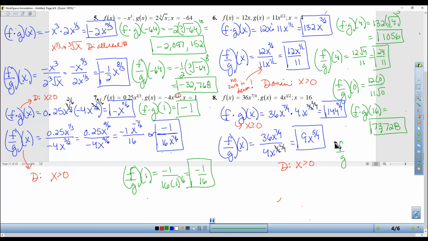f over g of 16 means I want to put a 16 in here. This time I will show you how to do it out because it's not too big a number. Then I have the 4th root of 16, which is 2. 2 to the 5th is 32, and 32 times 9 is 288.